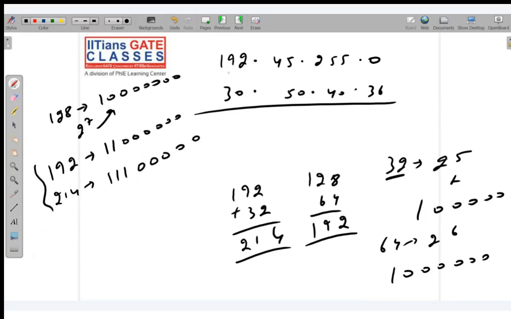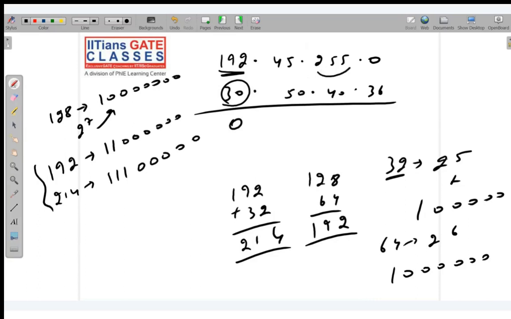So now try to imagine 192. Do it in your mind. In 192, first two ones are there. Now these two ones will not be there in 30. You will get 0 as the answer. Are you able to do it? Yes, sir. Okay, so this will give you tremendous speed.